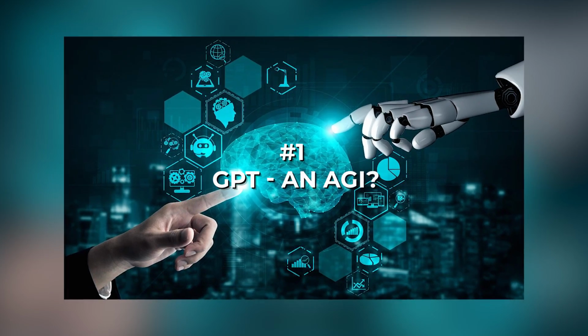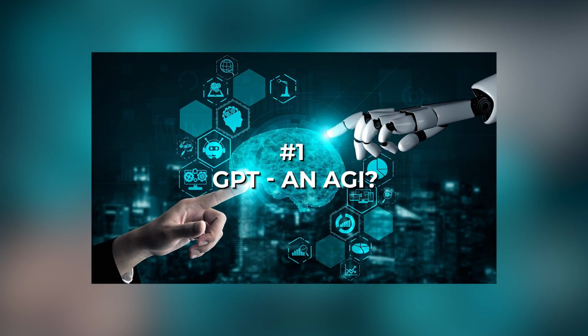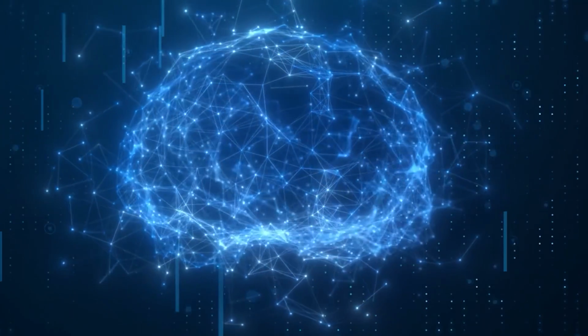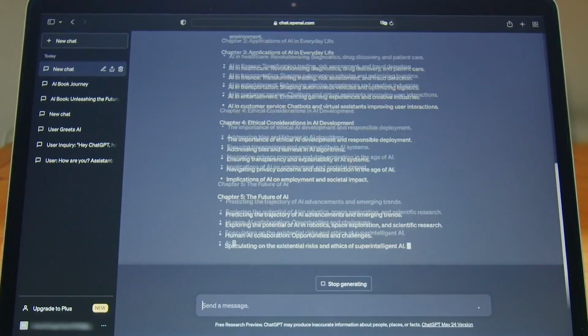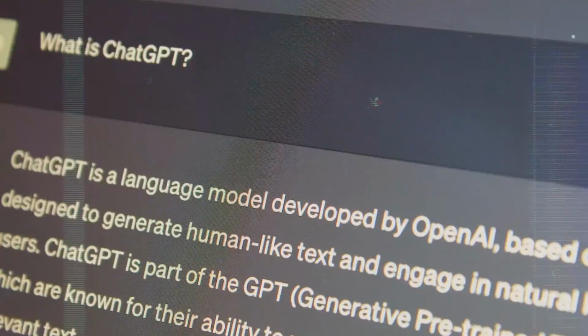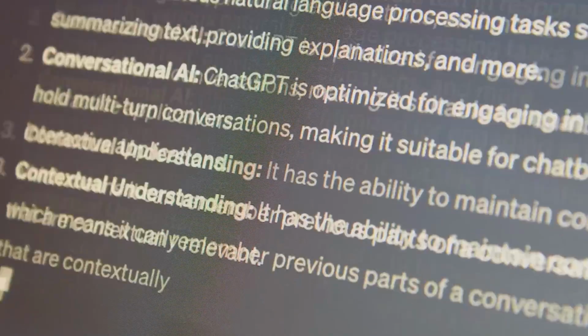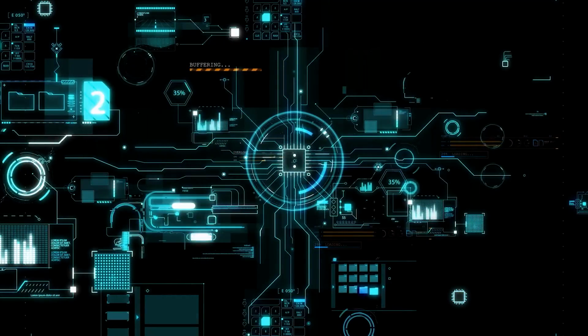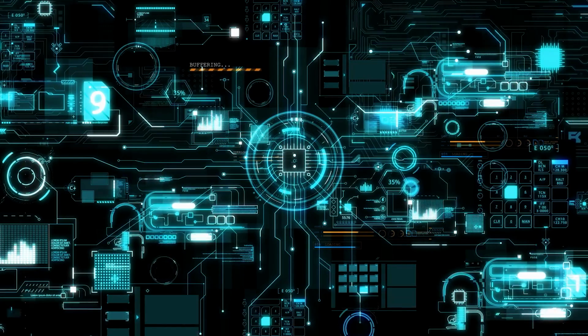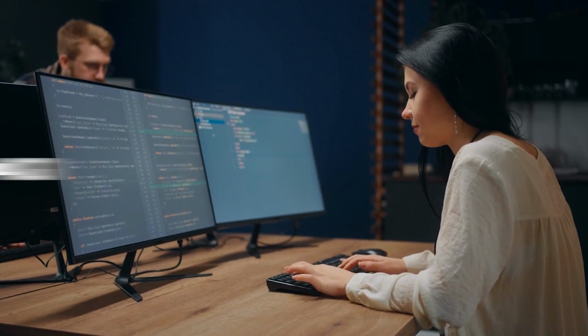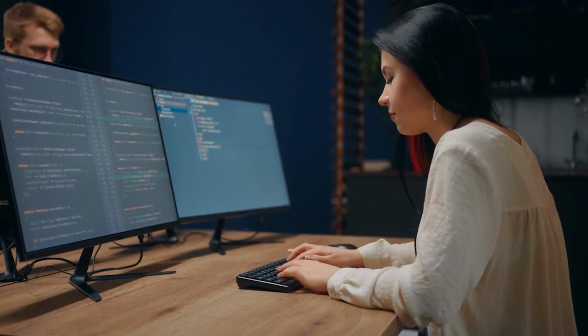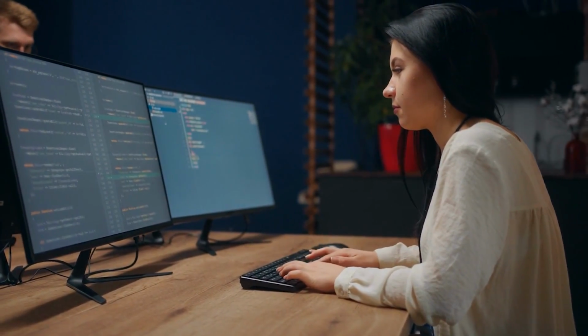Number 1. GPT and AGI. Altman has mentioned his ambition to develop the world's first AGI. Some discussions about GPT-5 have raised questions about whether it could show signs of progress towards this ambitious goal. However, most experts in AI believe we're still years away from achieving true AGI. A recent prediction suggests that AGI might not become a reality until at least 2032.